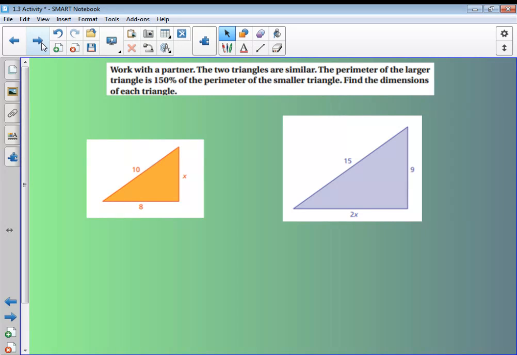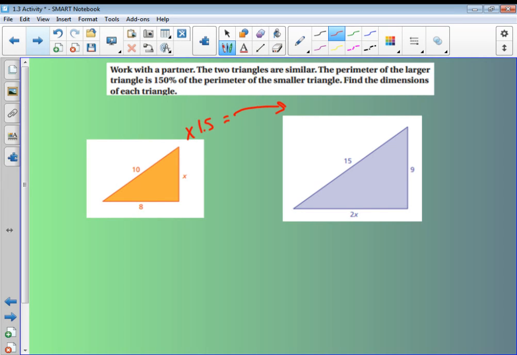So there's only one question that's working with increasing the size of a figure. So it says work with a partner. Well, I'm your partner, so we're going to do this together. It says the two triangles are similar. The perimeter of the larger triangle is 150% the perimeter of the smaller triangle. So if I knew this perimeter, I could take that times 150%, which is 1.5. And then it should be equal to this perimeter.